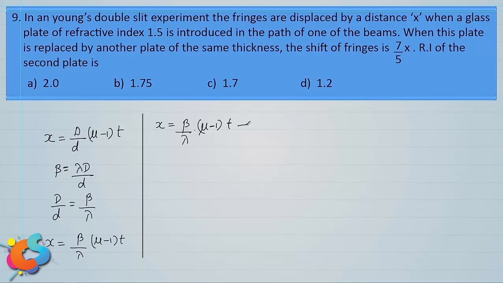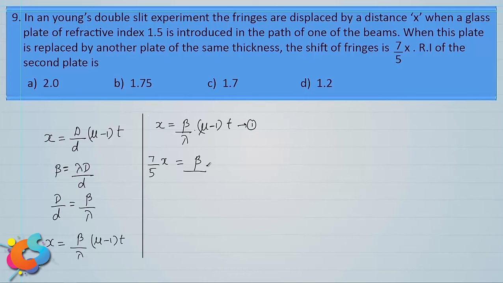Let me call this equation 1. And in the second case, the shift produced is 7 by 5 times x. That should be equal to, remember, beta remains the same. That is, when you place a glass plate in front of one of the two slits, fringe width doesn't get altered. What change you can see is that the entire fringe pattern gets shifted. The direction of the shift depends on the position of the glass plate. Or in other words, when you place the glass plate in front of the upper slit, the fringe pattern gets shifted upwards.